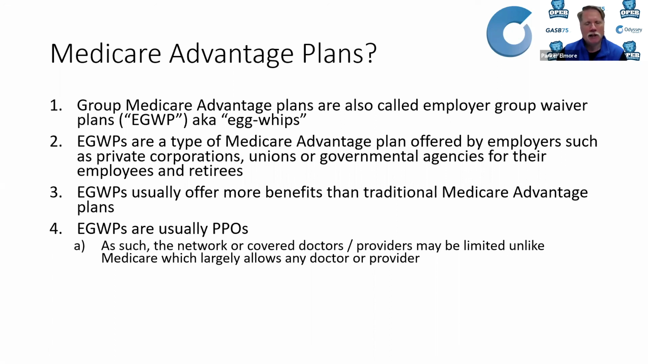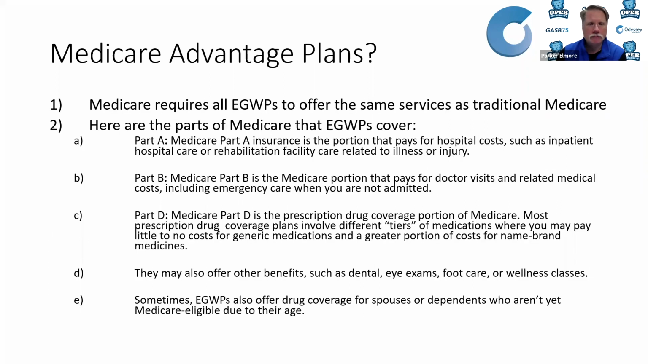We go, oh, we'll go to HMOs. We can save all this money. And they go, well, how come my doctor is not covered? The reason we get the savings is we selected doctors who will give us better pricing. They do that in exchange for volume. So the same thing here with the EGWP. In an EGWP or a Medicare Advantage plan, they have to offer all the same services as Medicare. It's not like they can pick and choose. They can offer more than that, but they cannot offer less than that.